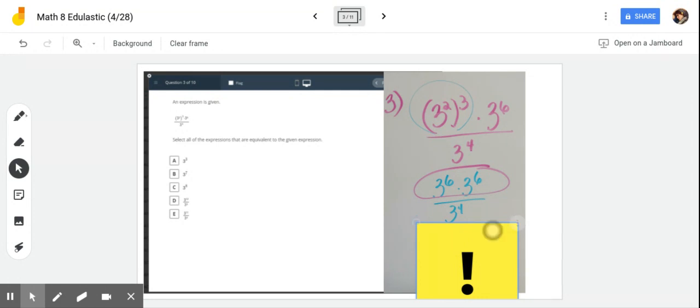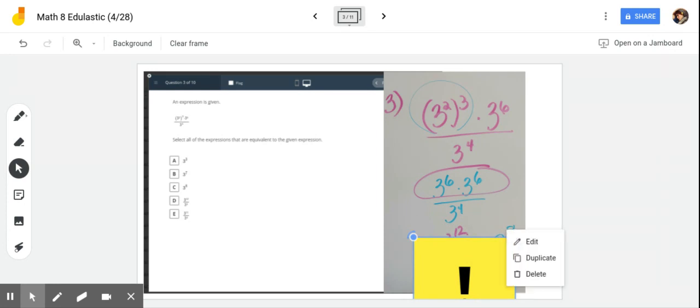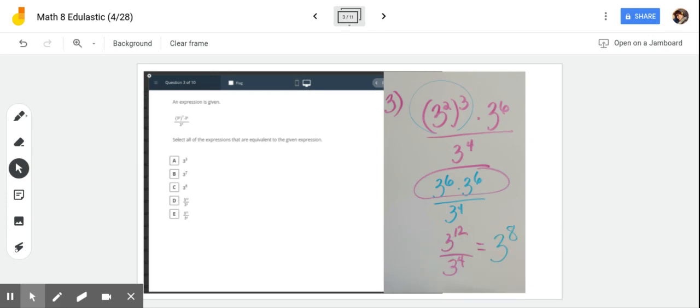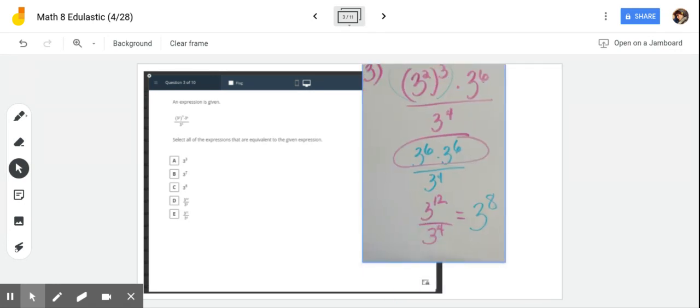Our next step is to multiply the two terms on the top, 3 to the 6th times 3 to the 6th. We keep our base and we add our exponents. We get 3 to the 12th over 3 to the 4th. Our last rule is that when we're dividing terms with like bases, we keep the base and we subtract the exponents. 12 minus 4 gives you 8, so your answer is 3 to the 8th.